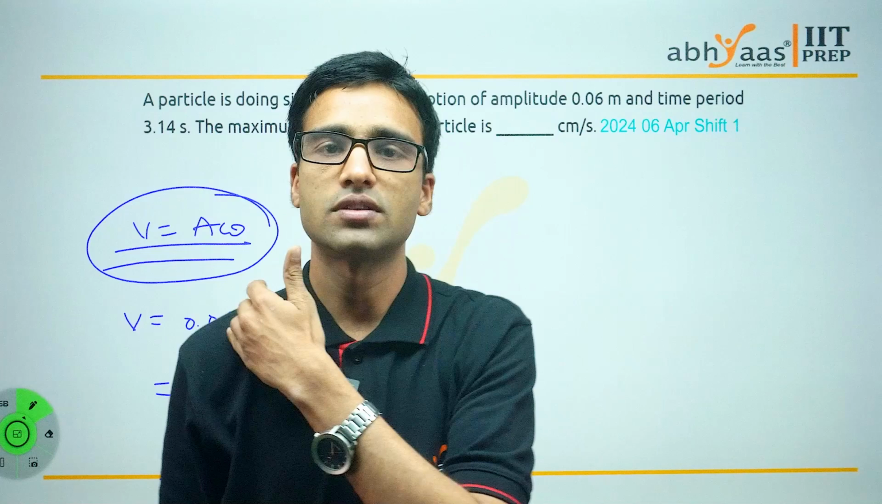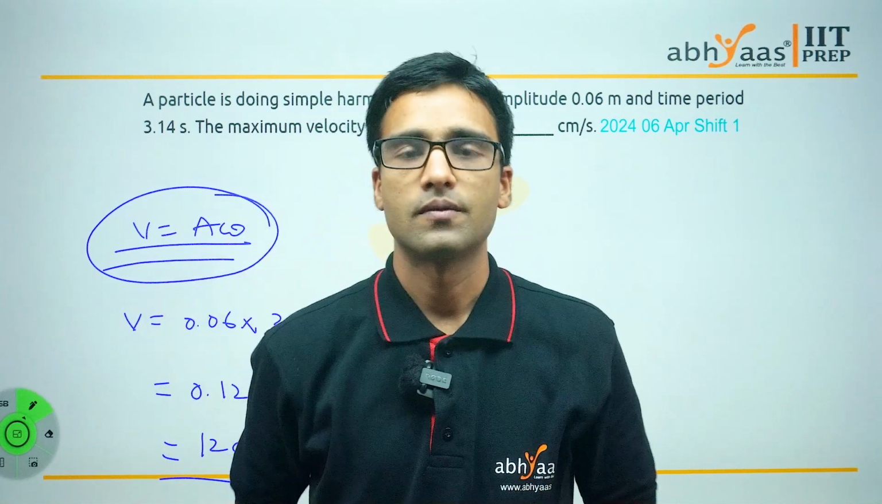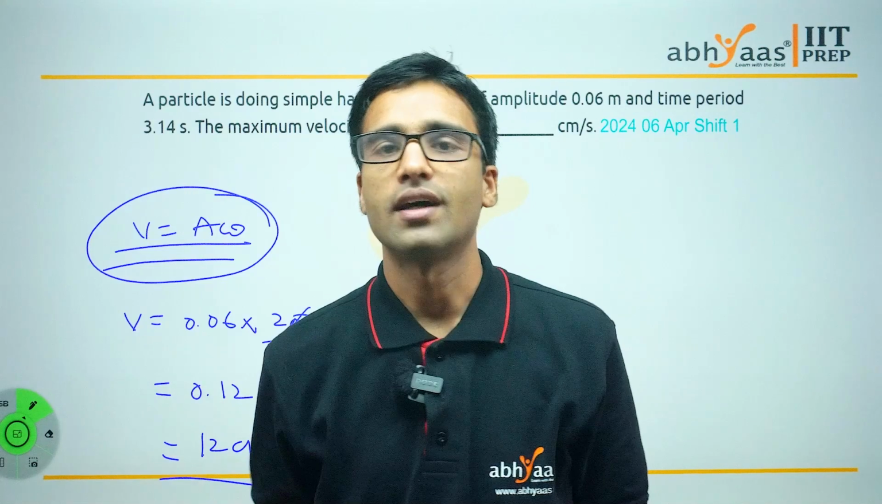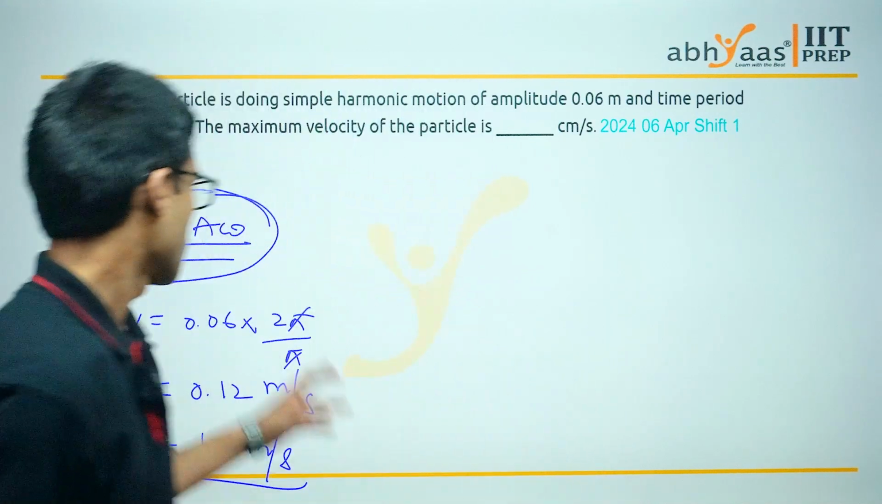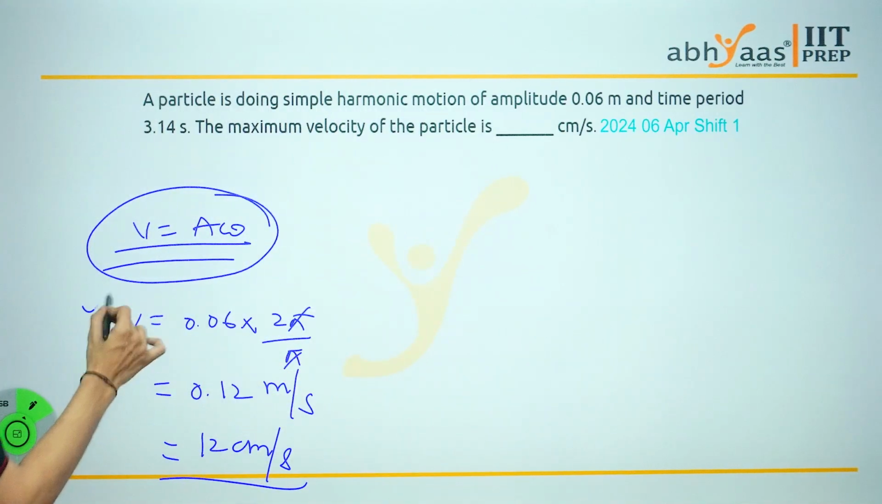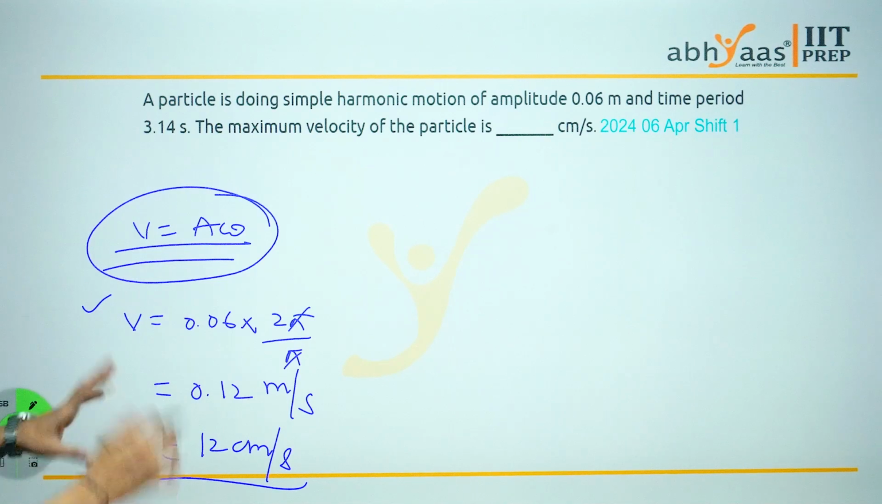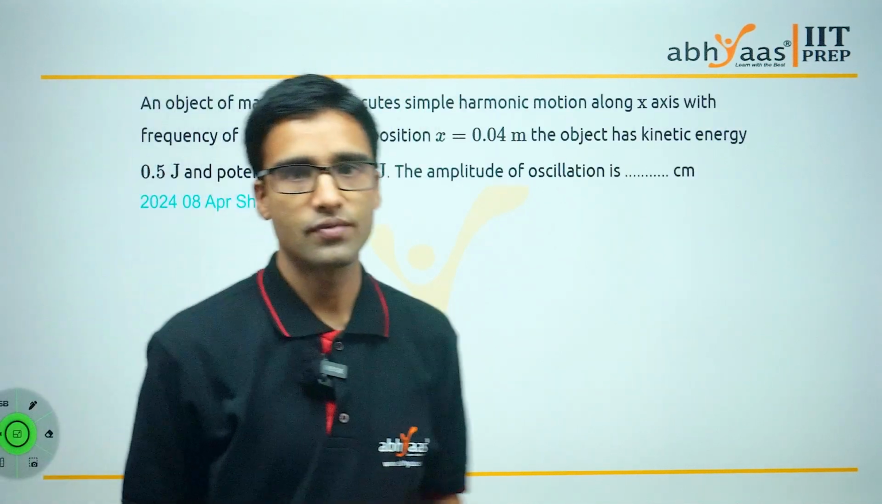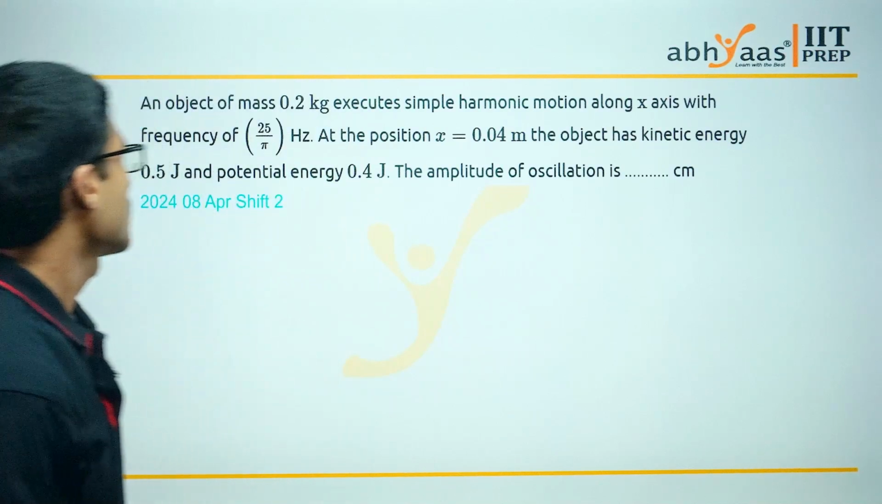So for maximum velocity, if you know at which location it is, whether it is the extreme position or the mean position, you'll get the answer. So you know that this is maximum velocity at the extreme position. That is the answer. Simple question, right? This came in the April shift 2024. Okay, now going to the next question.